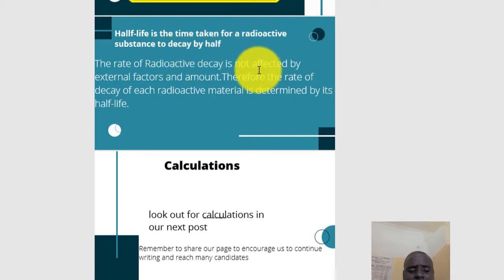We can simply say, in other words, it's the time taken for half of a radioactive material to decay. Let's say you had 200 grams of radium-226 and it is a radioactive sample, and then after some time it remains 100 grams. So the other 100 grams has decayed. The time that it has taken for half of that radioactive material to decay is what we call the half-life of a material.